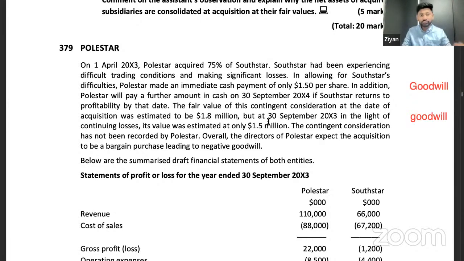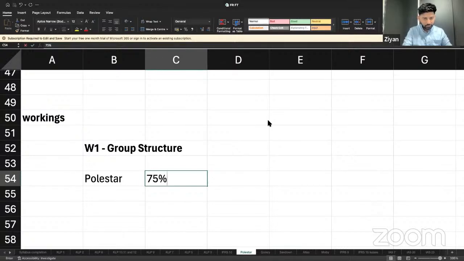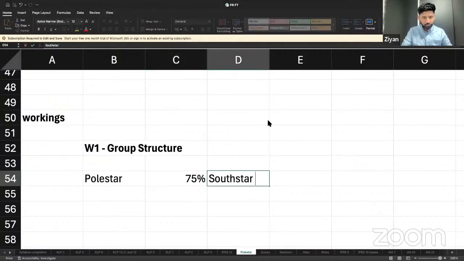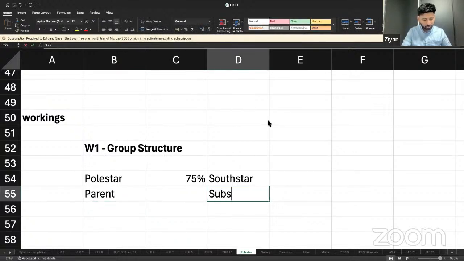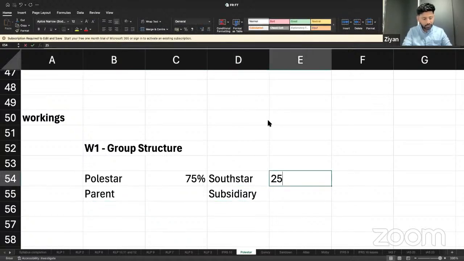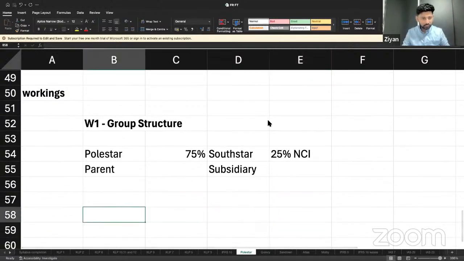So on 1st of April 2013, Polestar acquired 75% of Southstar. Polestar is the parent, Southstar is the subsidiary, and how many percent NCI? 25% NCI. Are we clear? No problem there.